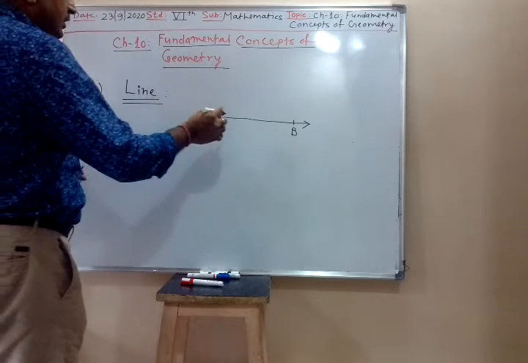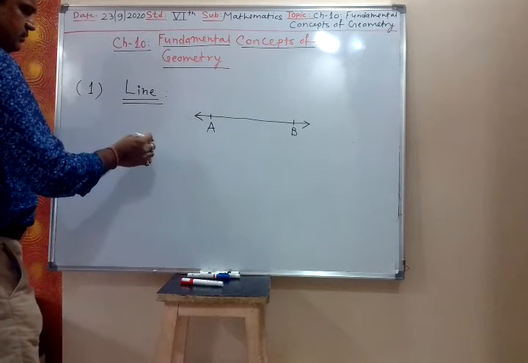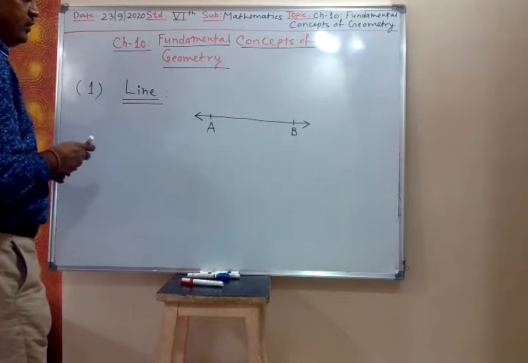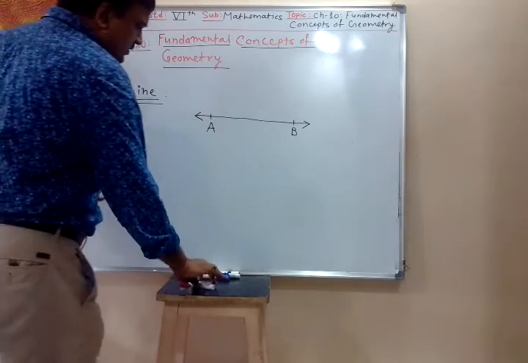Write on this. Wait. A line has an arrow at both the ends.